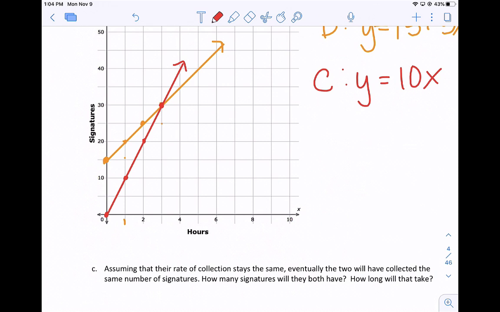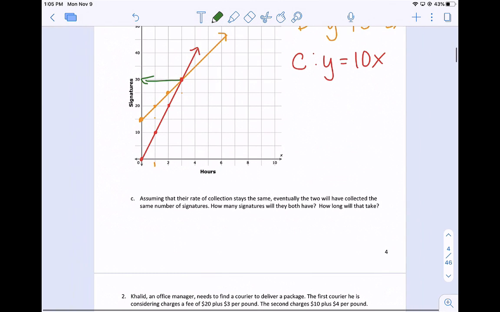All right, so it says C, assuming that the rate of collection stays the same, eventually the two will have collected the same number of signatures. How many signatures will they both have? So signatures is the y value, so if we go across, that's going to be 30 signatures.